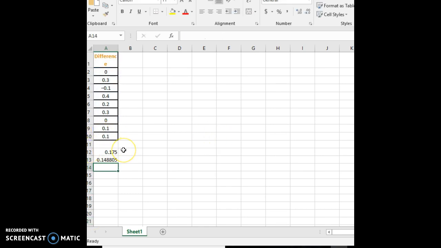So we've got the first two things we need. The mean is 0.175. That's our D bar, D bar instead of X bar, since we're talking about the difference here. And then our S sub D, our standard deviation for the difference, is 0.148805. So I'm going to take all of that information over to the calculations we're now going to do.